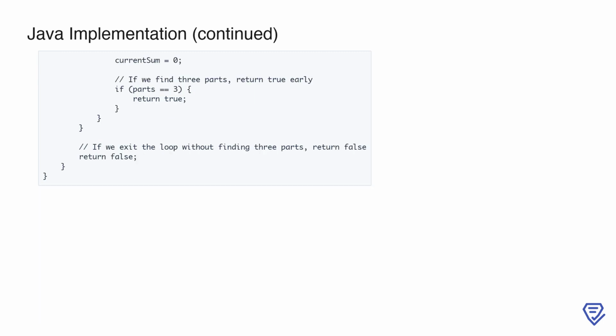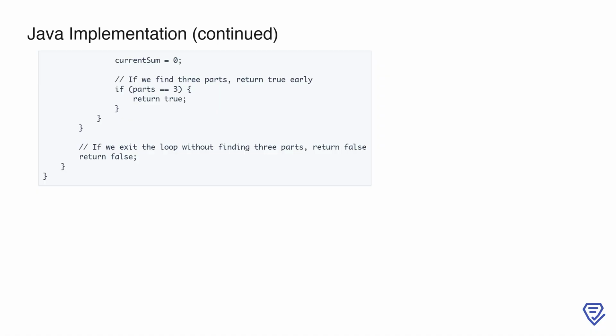At this point, if the parts counter reaches 3, we return true immediately because we've successfully divided the array into 3 equal parts. This early return is an optimization to avoid unnecessary iterations once we've met the condition. If the loop completes without finding 3 partitions, we return false, indicating that the array cannot be divided as required. This approach ensures that we only traverse the array once, making it both efficient and straightforward.